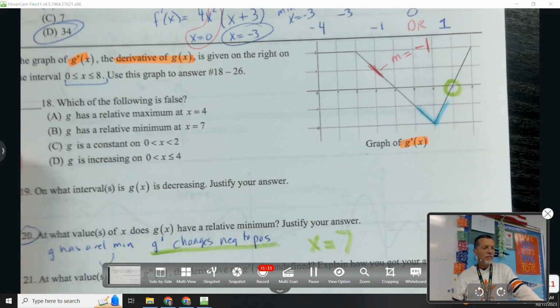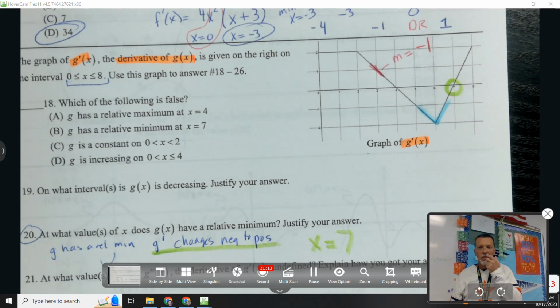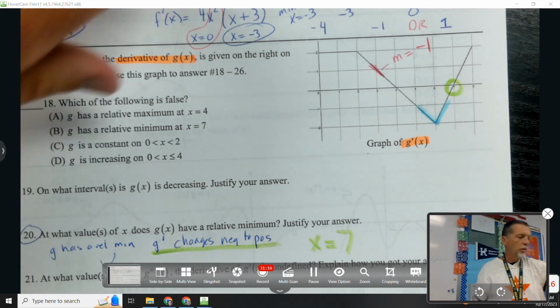There are lots of given the graph of G prime questions on the test. Make sure you're good with those.